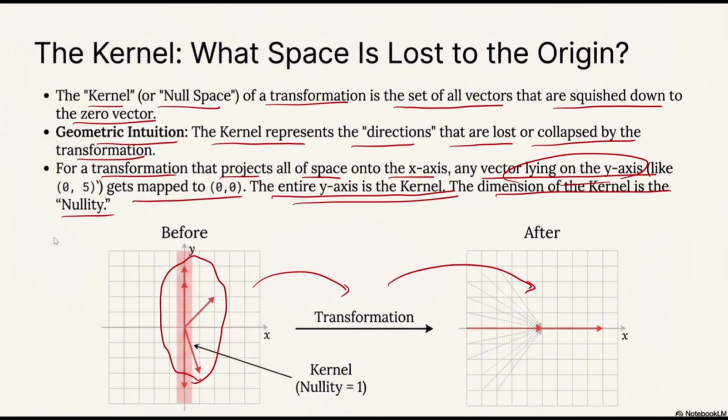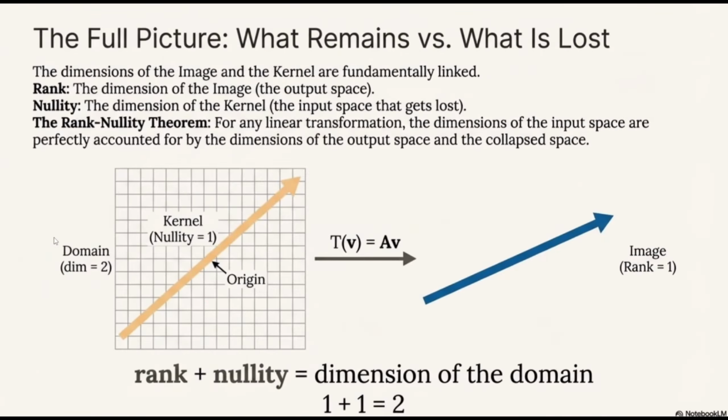Imagine that I have a couple of vectors like this. But after some transformation, I'm going to lose everything related to y, and all of them are going to be projected onto the x-axis. At this point, I say that the kernel is y and the nullity is 1. So let's have a full picture: what remains versus what is lost.